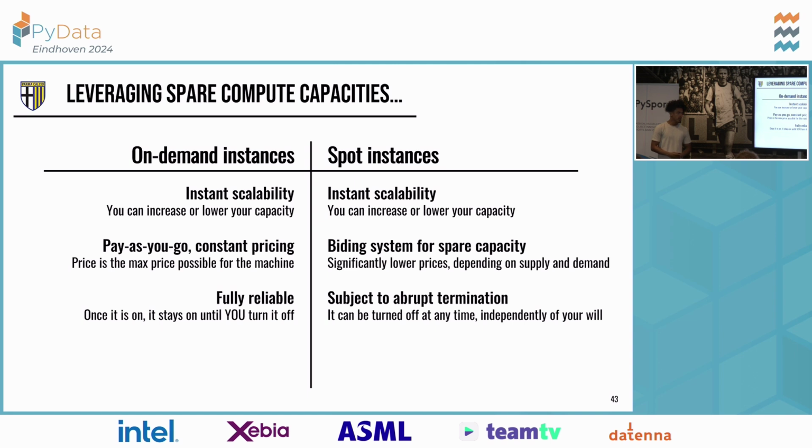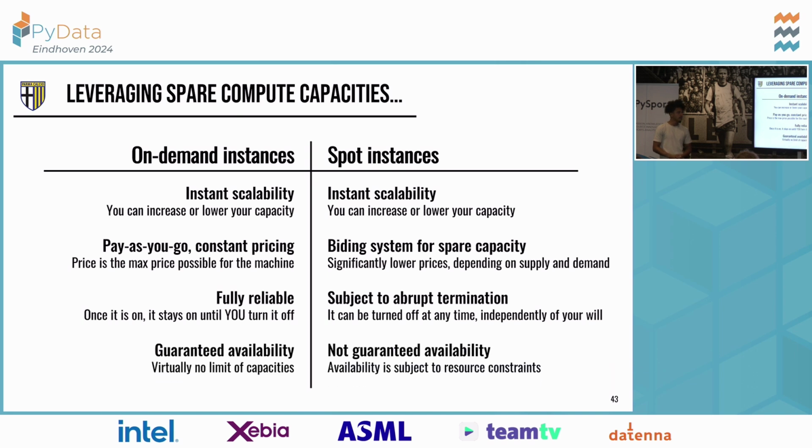In terms of reliability, on-demand instances are fully reliable, and it's not the case for spot instances, meaning that they can be turned off at any time, independently of your will. So you've got to be prepared for it if you want to use them. And the availability is guaranteed for on-demand. It's not for spot instances, meaning that if your bidding price is too low, you don't have any machine.